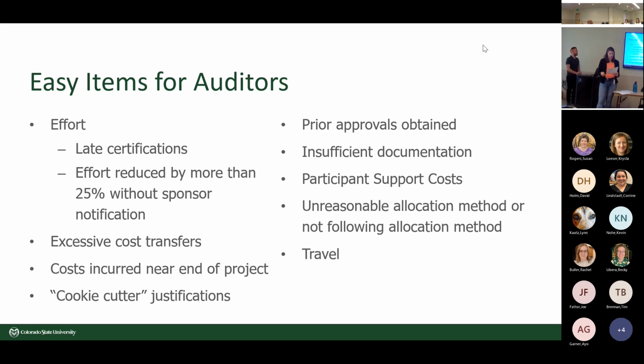Prior approvals obtained. So again, did we ask before we made changes? And did we ask the right person? A lot of agencies have your scientific person and then your administrative person. We need permission from the administrative person, not the science person. So if you work with sponsored programs to obtain prior approval, we'll make sure we get it from the correct person.